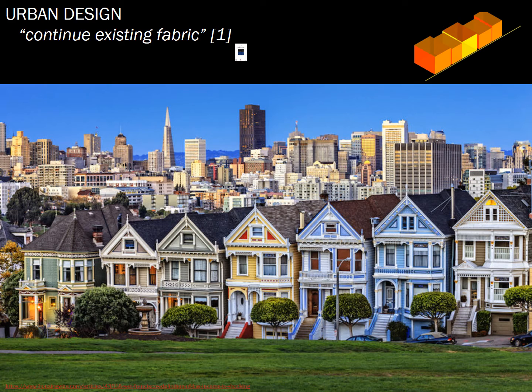This is San Francisco. My sister, actually, when we lived in San Francisco, was right to the right here in one of these houses. Not one of these, but two houses over. This is a beautiful San Francisco cascade of buildings, designing a fabric, continuity of buildings.